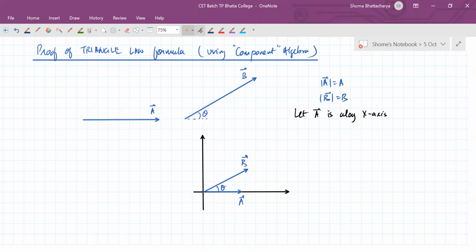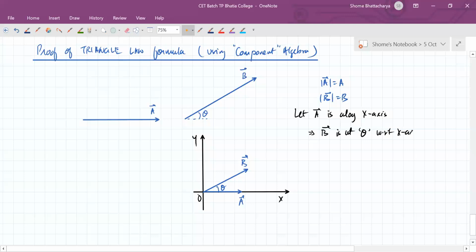This angle is theta. So the moment I define the vector A along the x-axis, it will also imply that vector B is at theta with respect to x-axis. So therefore I can represent the vector A as its magnitude along the x-axis, and the vector B as having x component B cos theta and y component B sin theta. Okay, very simple. I'm given two vectors A and B, the angle between them is theta, so I assumed that x axis is along the vector A.